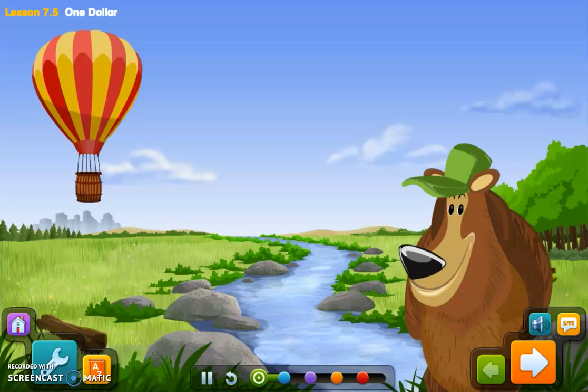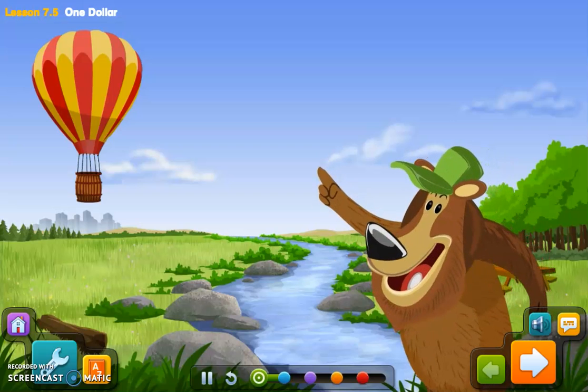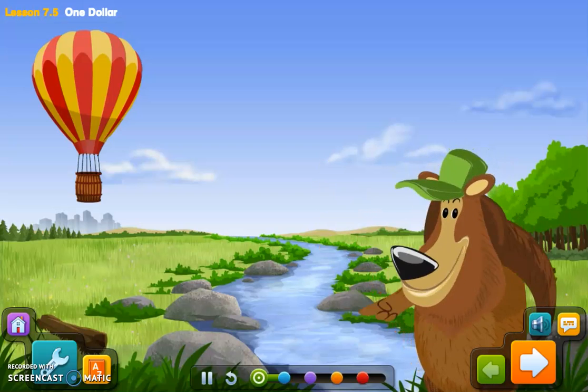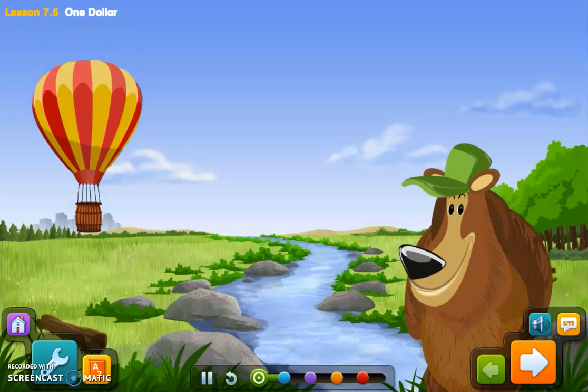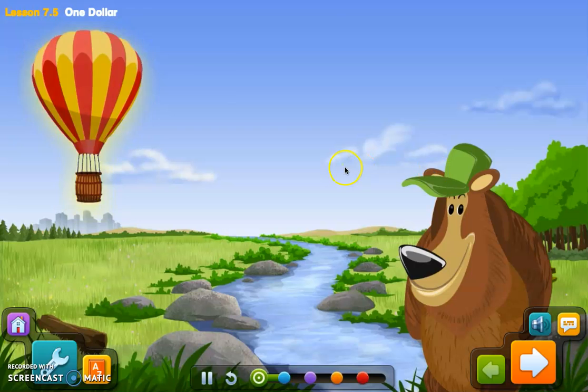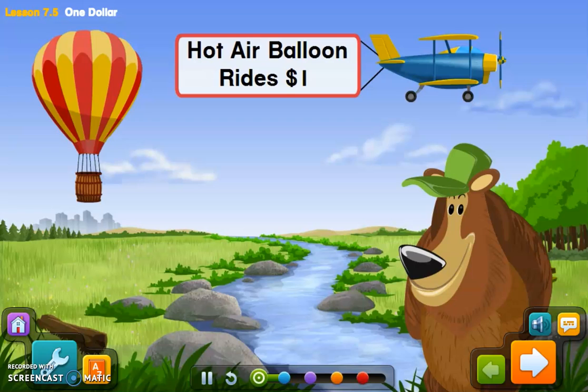Well, hello! There's a hot air balloon in the woodland today. You can pay to go on a ride in the balloon. Click on the hot air balloon to see how much one ride costs. All right, so let's take an adventure in our hot air balloon and see how much it costs to ride it. The sign says a hot air balloon ride costs $1. I wonder what coins you could use to pay for a balloon ride. Let's find out.